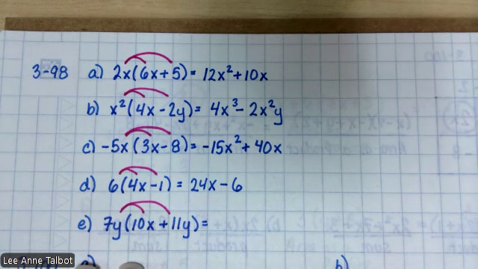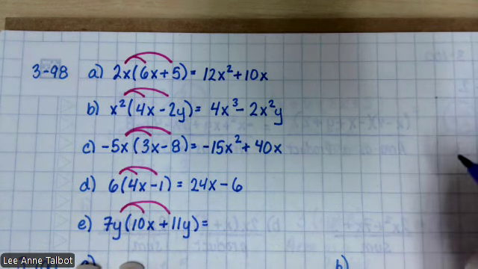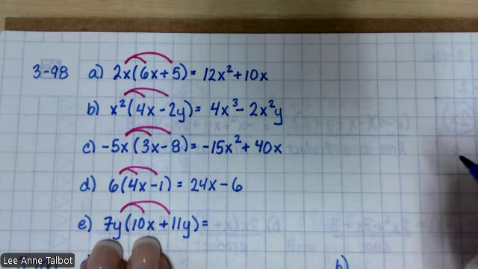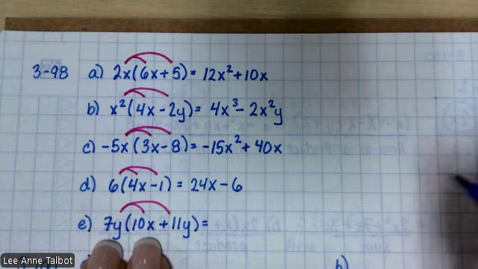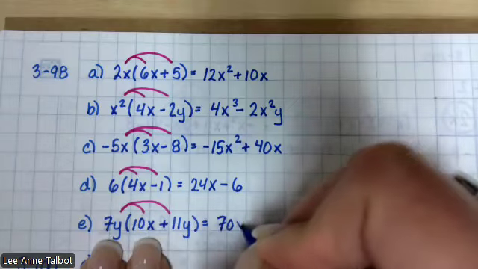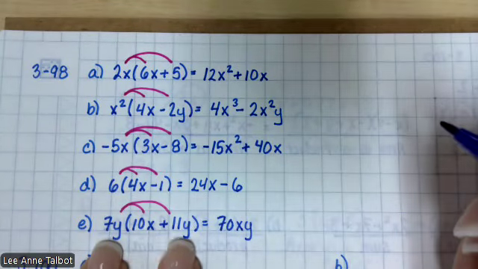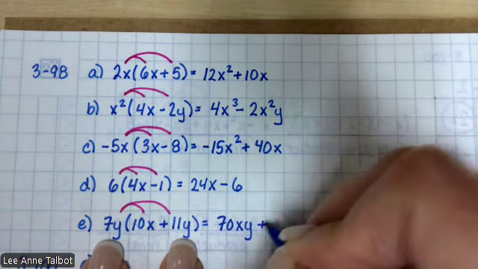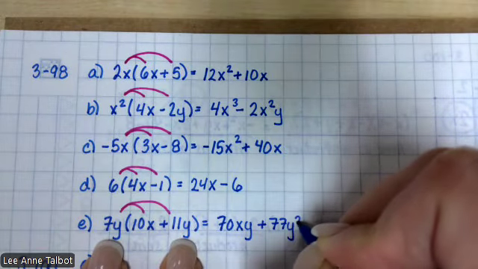Ooh, that one got a tall rainbow for some reason. 7y times 10x. What is 7y times 10x? 70xy. Beautiful. 7y times 11y, 77y squared.